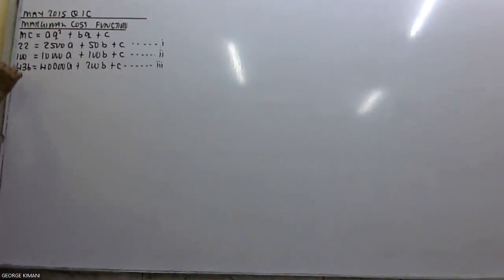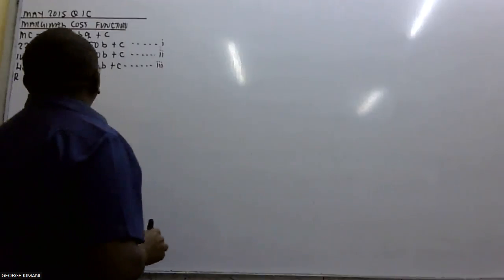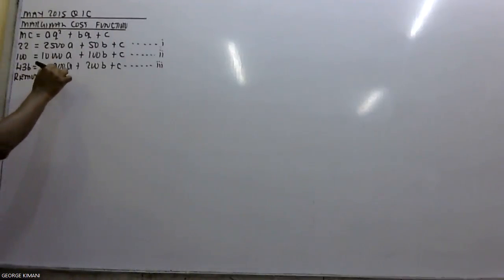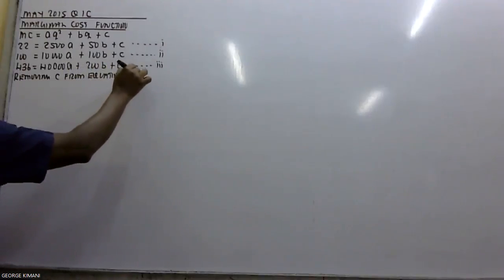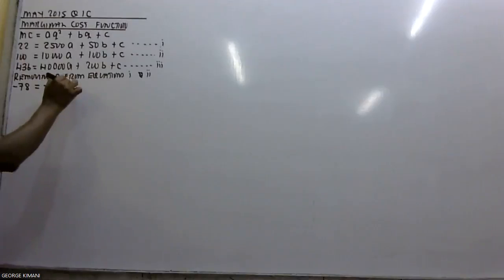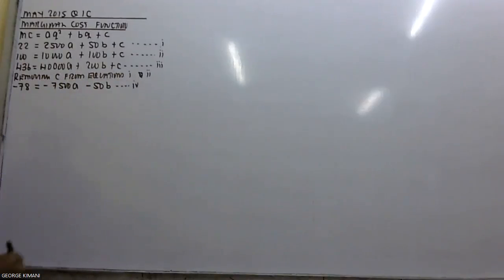So like we have done, we will see removing C from equations 1 and 2. 22 minus 100 is negative 78. 2500 minus 10,000. 50 minus 100. Good. And that one we call equation number 4.